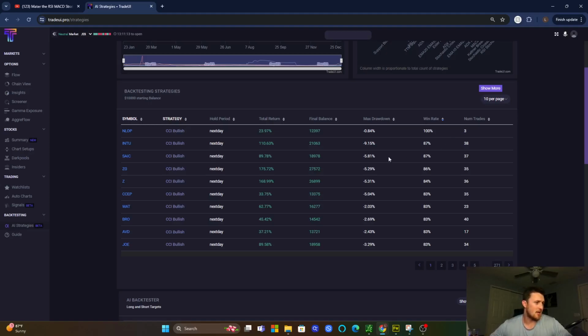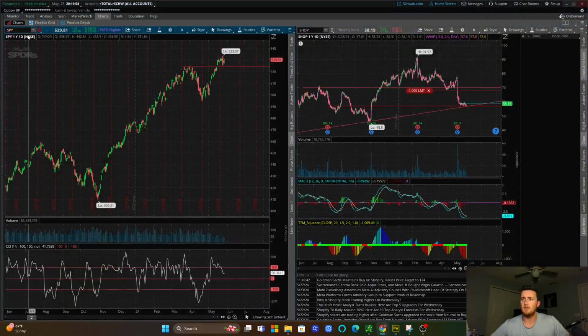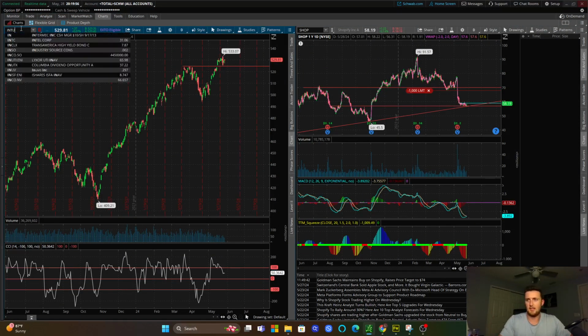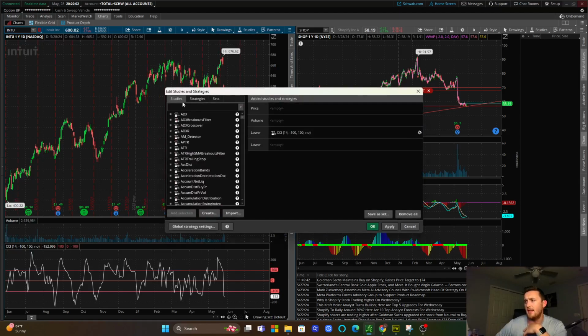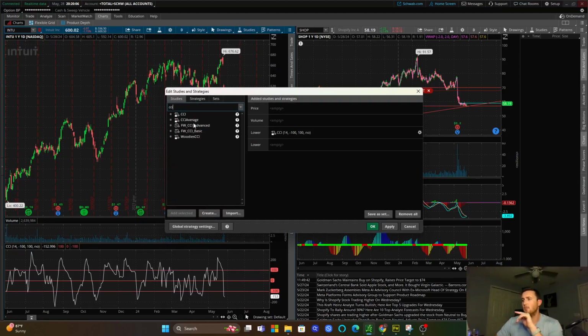So there's a couple of stocks here. I see INTU, SAIC, and ZG. So let's start with INTU and go to the charts. So if I go over here, I'm going to do INTU. And I already have my indicator pulled up down here. What I did is I went to studies, I went to edit studies, and all you have to do is type in CCI, and it's going to be this one right here. You double click it, it'll add to the lower band, click apply, and you'll see it down here on the chart.